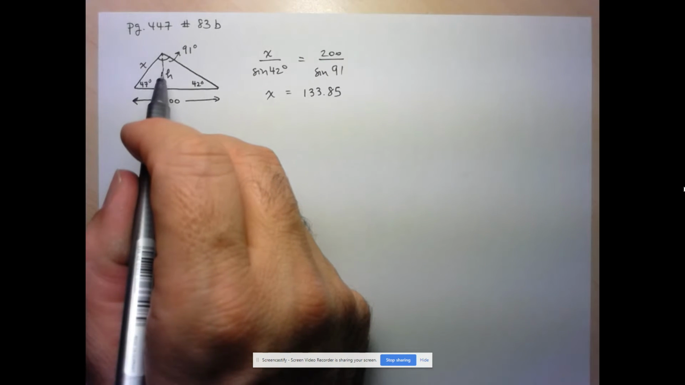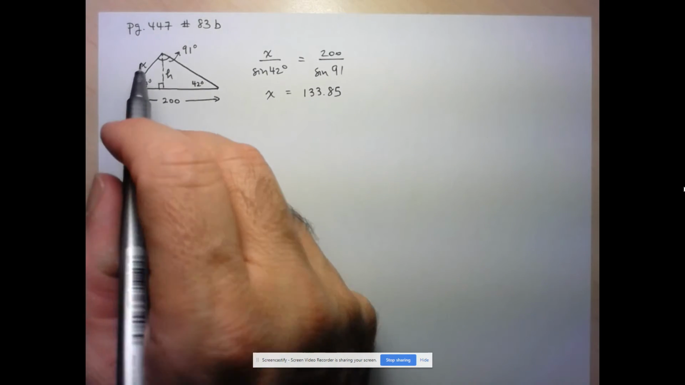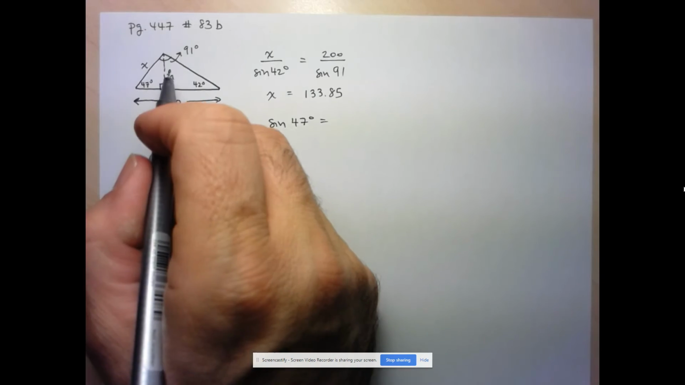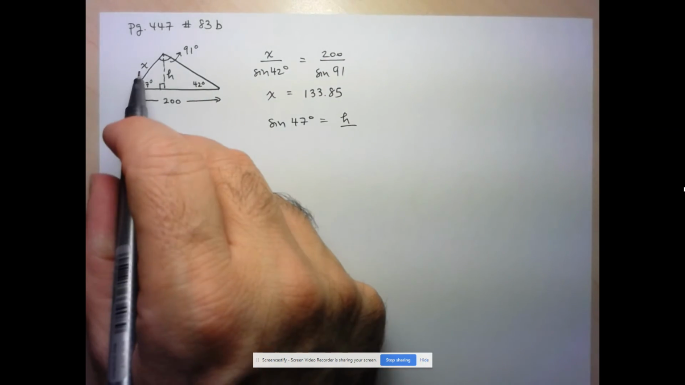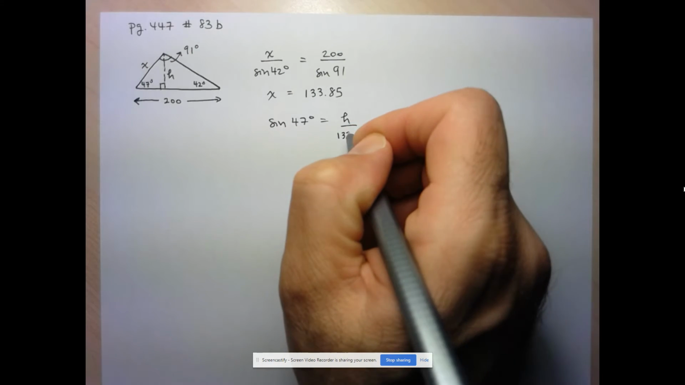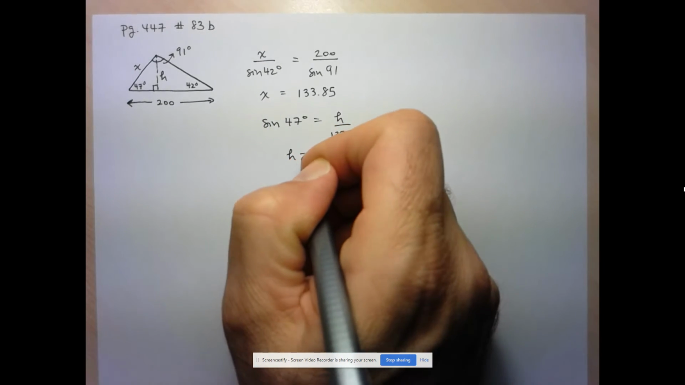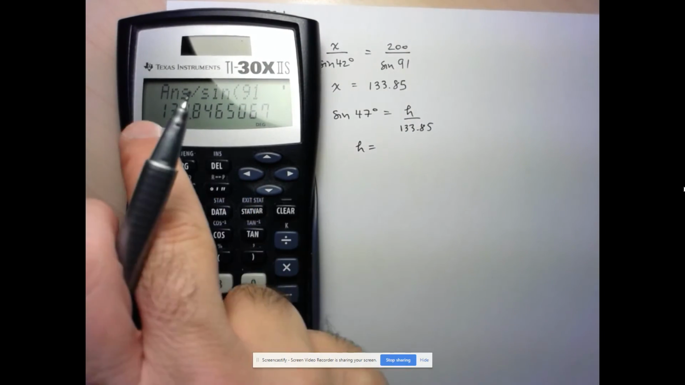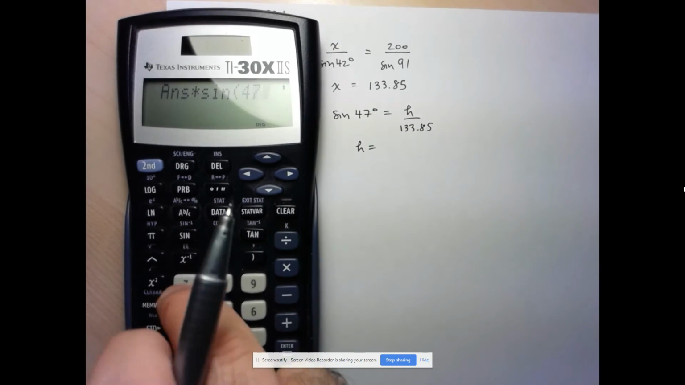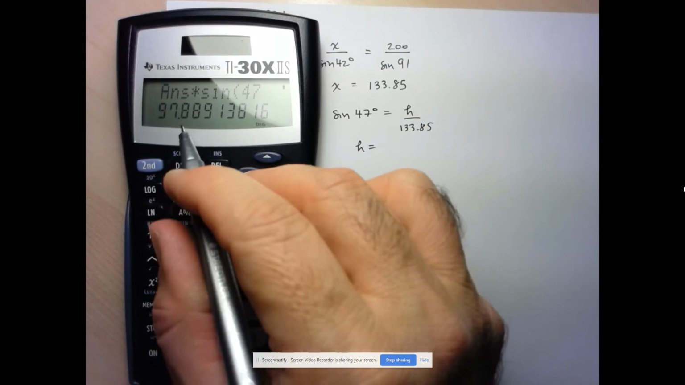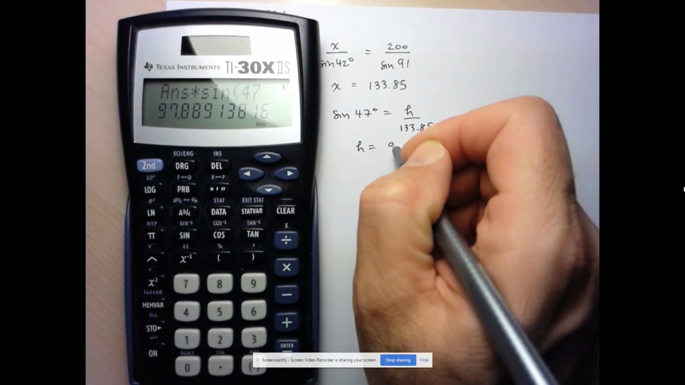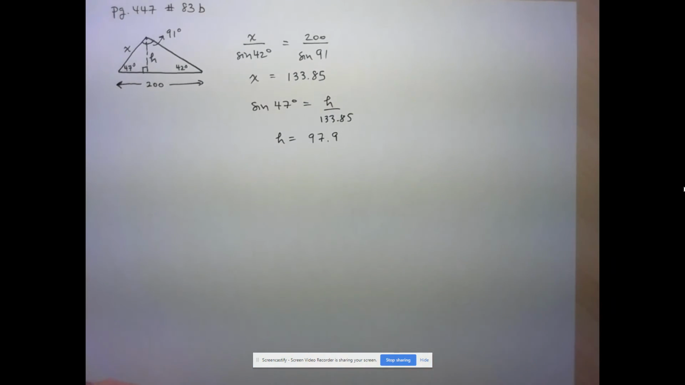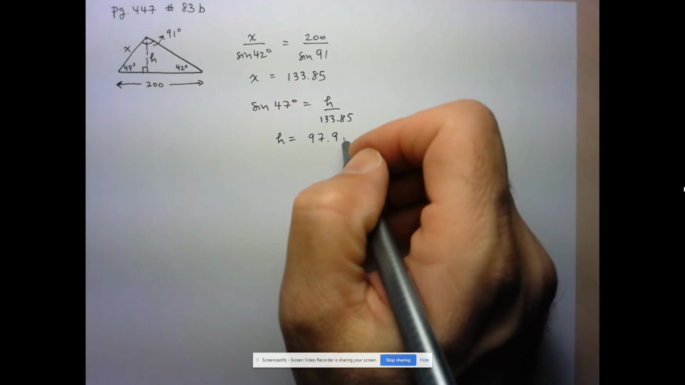Since I'm looking for the opposite side and I know the hypotenuse, I'm going to use sine. So sine of 47 degrees is equal to the opposite side, the one I'm looking for, h, divided by the hypotenuse, which is the one I just found, 133.85. So h is equal to, I'm just going to multiply the 133.85 to the other side of the equation. I already have it in my calculator, so times sine of 47, and that's 97.89, or we'll just say 97.9. And what were the units? If I look back at the textbook, the units were in meters.